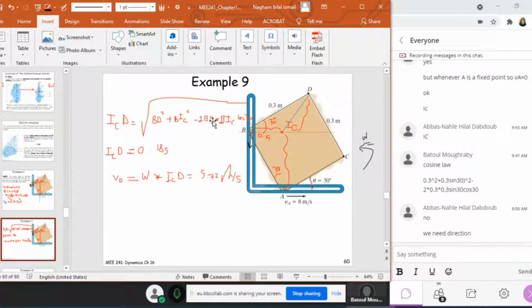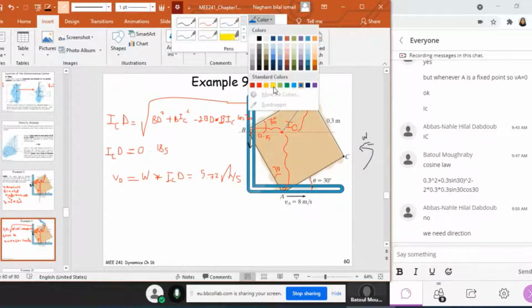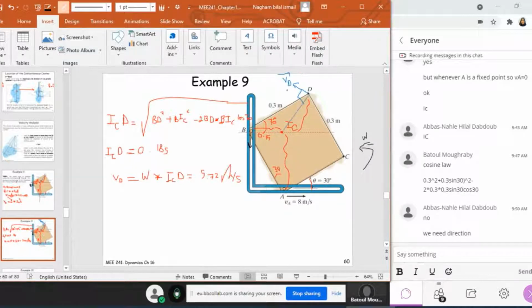How to find this direction? I know, in fact, that this will be VD. So let's change the color. This will be VD. It will be perpendicular to ICD, okay? And it will be in this direction since omega is counterclockwise, all right? So this is 90. In order to find the direction, I have to find an angle with a certain fixed axis, like for example, x-axis. So if I know the angle between VD and x-axis, which is this one, and I'm gonna call this angle, let's say alpha.